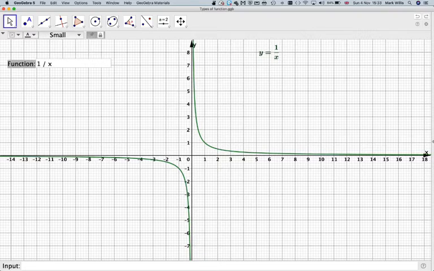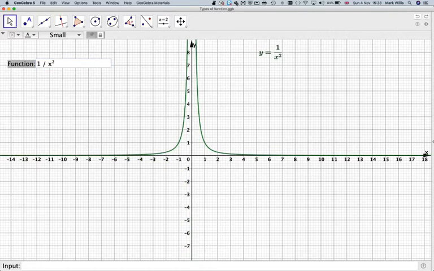So these are graphs worth knowing. Let's do 1 over x squared. Okay, so that looks like that. Because if you square x, this side here will now become positive. But again you've still got asymptotes because you can't divide by 0, and here at this end, although it looks like it's touching, it isn't. If you were to zoom in, you'll find it's very close to it.